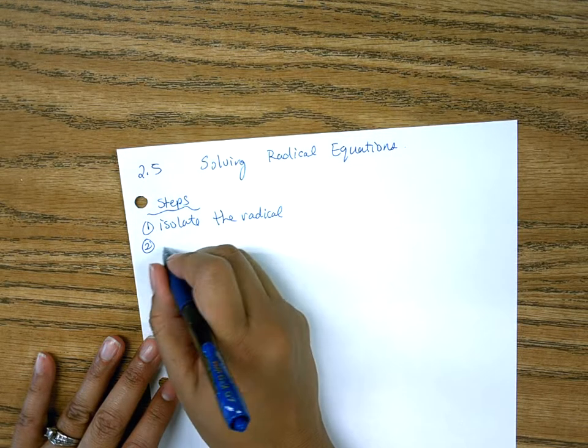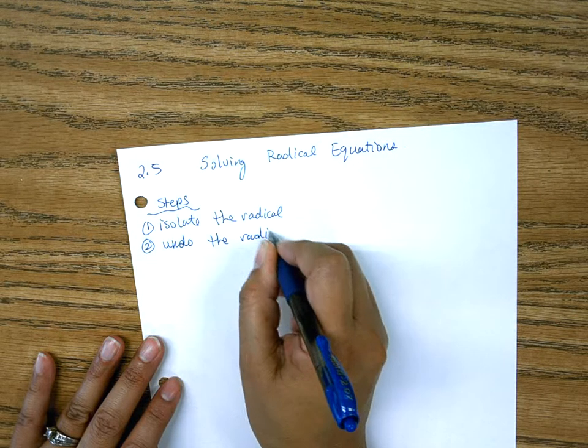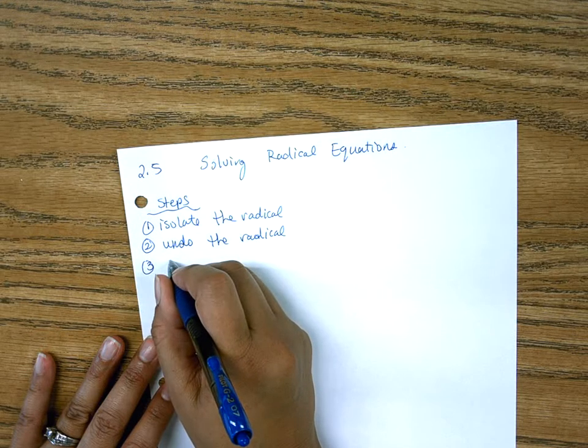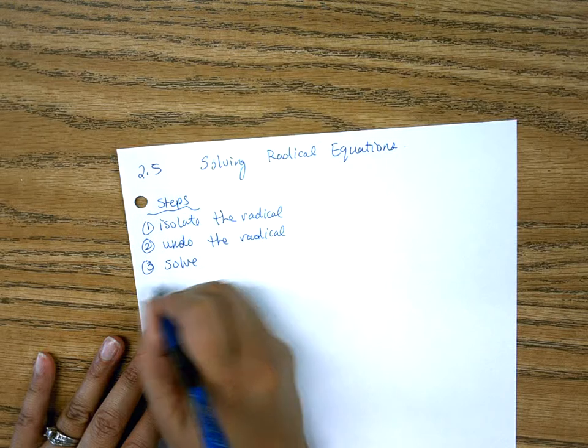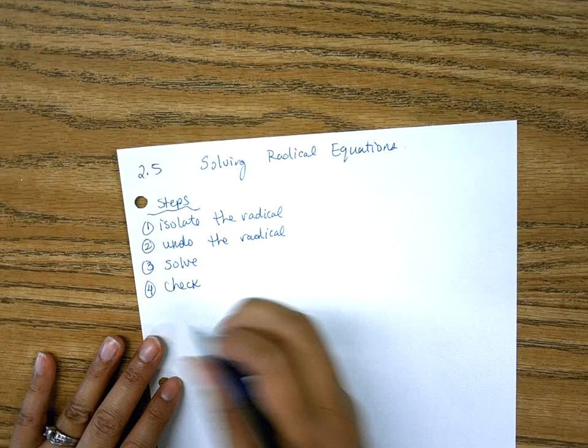Step 2, undo the radical. It's going to make more sense when we actually do a problem. Step 3, solve. Step 4, the step we all love, check.